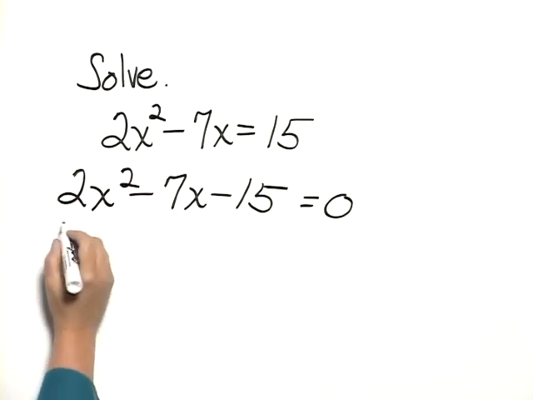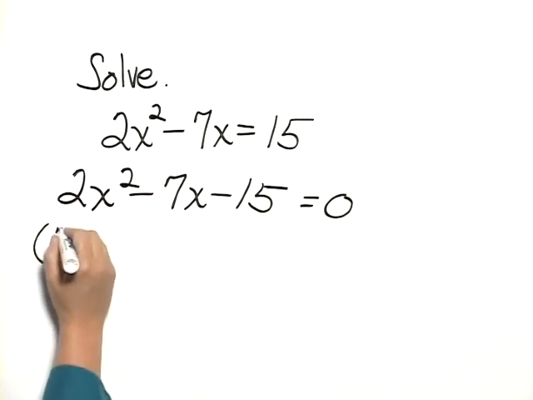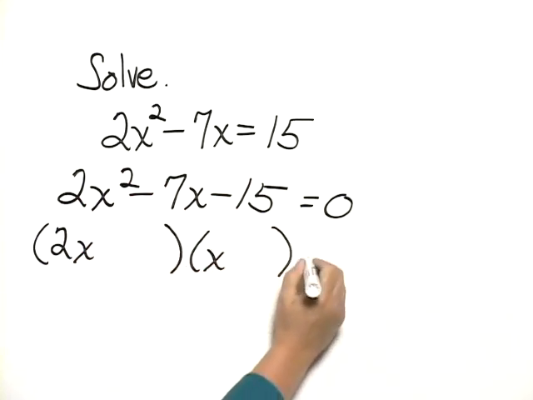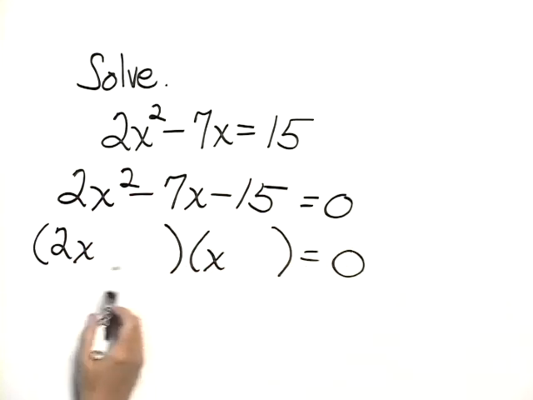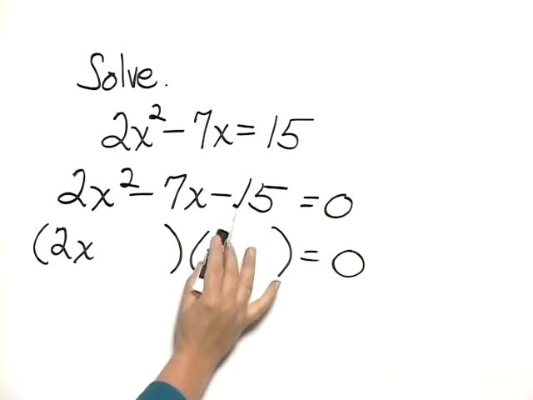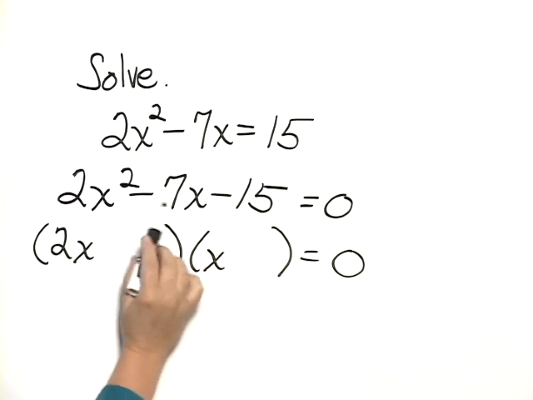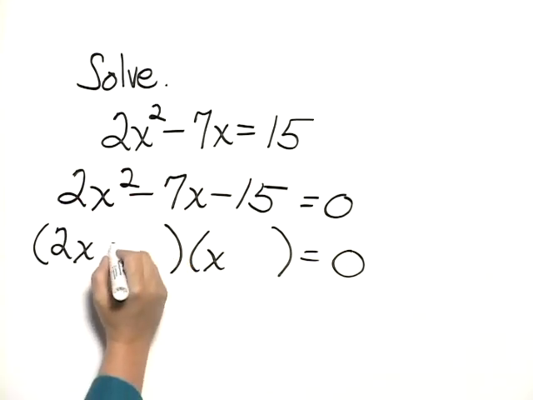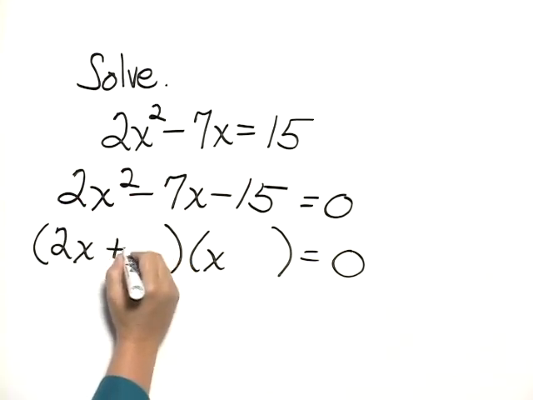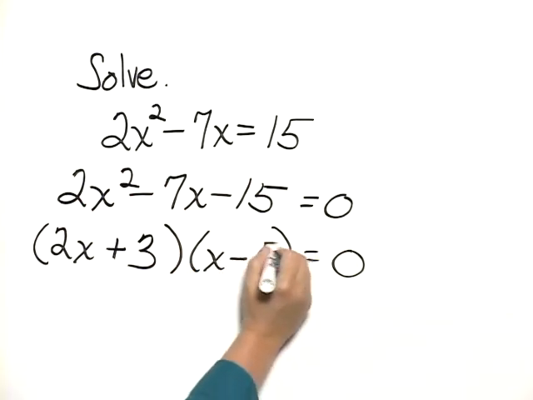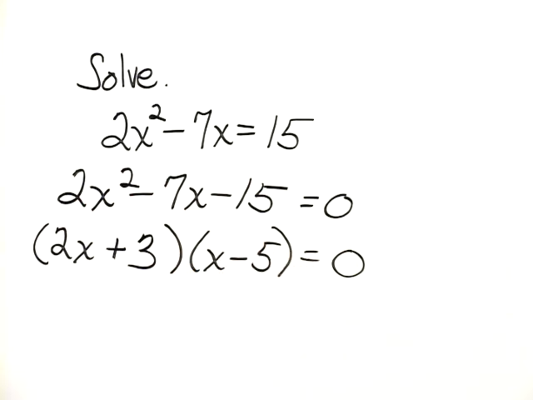Now we want to factor, so we factor this trinomial. We factor it into two binomials, and we're looking for factors that multiply to 15, and when we multiply this out, we would get a middle term of -7. We may use some trial and error, and we'd find that we want 2x plus 3 times x minus 5.